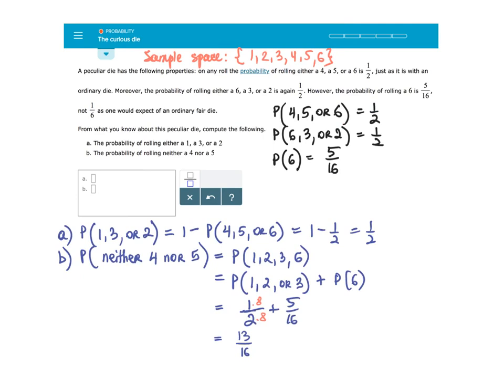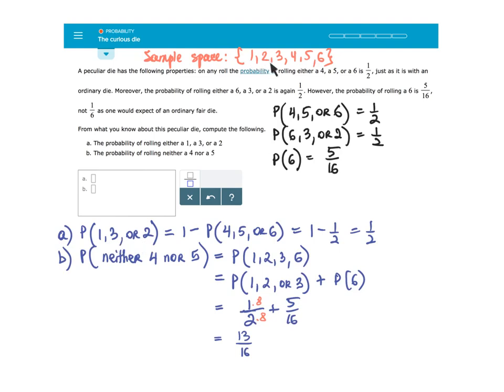In this next example, we have a very similar setup. We're given probabilities of a peculiar die. Probability of 4, 5, or 6 is 1/2. Probability of 6, 3, or 2 is 1/2. And probability of getting a 6 is 5/16. Our part A is asking for the probability of 1, 3, or 2.